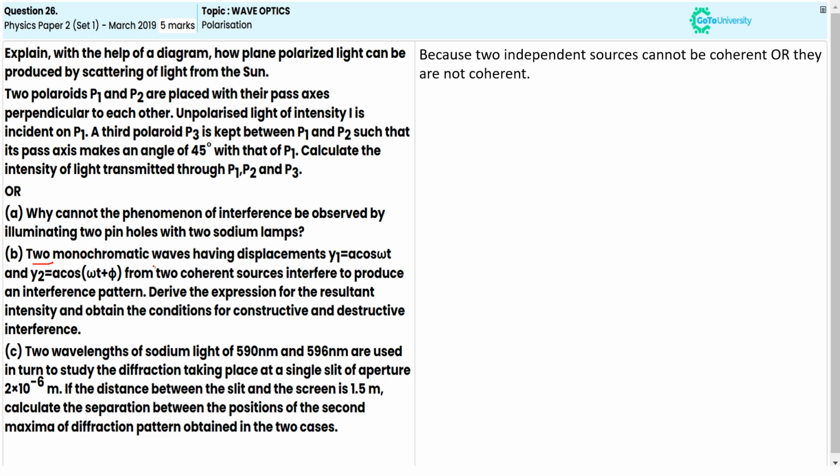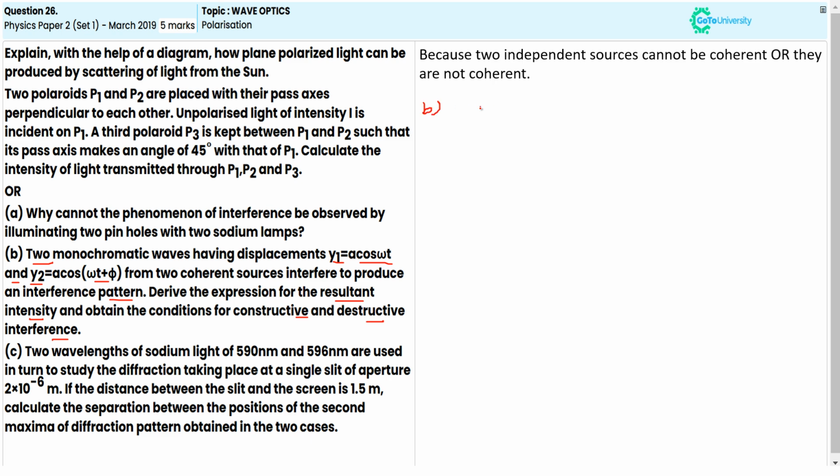B. Two monochromatic waves having displacements y1 equal to a cos omega t and y2 equal to a cos omega t plus phi from two coherent sources interfere to produce an interference pattern. Derive the expression for the resultant intensity and obtain the conditions for constructive and destructive interference. Okay, here we can say that is the part B question in the second case.